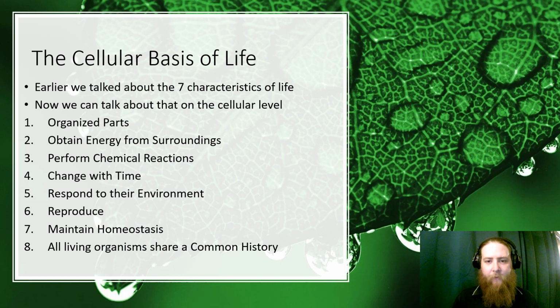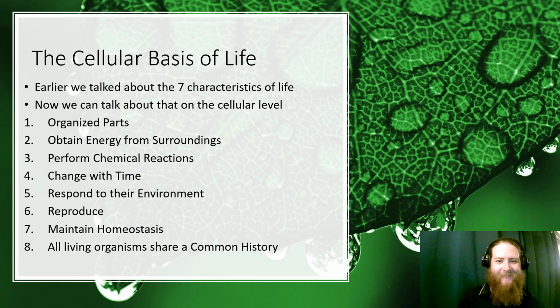We can now talk about the cellular basis of life. We talked about these 7 characteristics earlier. The one that we're going to add is the number 8 there. So they're still all cells have organized parts. They obtain energy from surroundings. They perform chemical reactions. They change with time. They respond to their environment. They reproduce, and they maintain homeostasis. But the last part there is all living organisms share a common history. So they're all related somehow. These are some plant cells that you can see through this leaf here. Kind of cool, you got this water here. It's a very macro view.